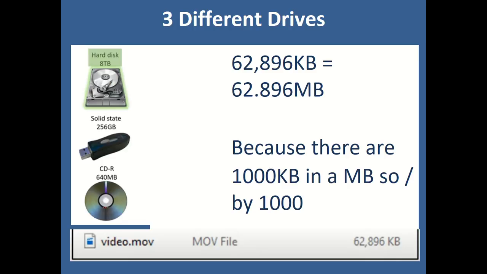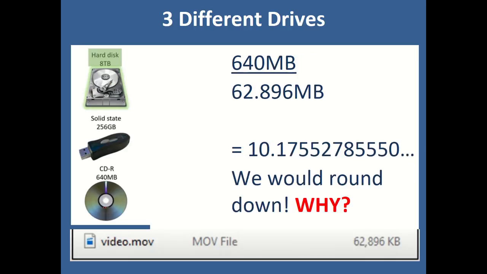There are 1,000 kilobytes in a megabyte, so we can divide the number of kilobytes by 1,000 to make 62.896 megabytes. That makes our sum easier. 640 megabytes divided by 62.896 megabytes gives us 10.175527855550, and it goes on.